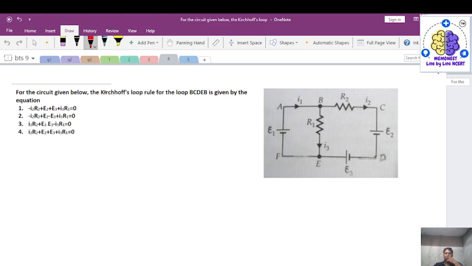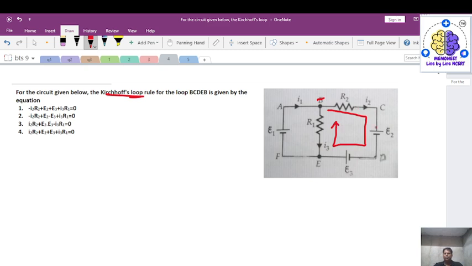Next numerical is of Kirchhoff's loop, right? For the circuit given below, the Kirchhoff loop rule for the loop BCDEB is being given by the equation. Okay, so we do not have to calculate anything, we only have to write the equation for a given loop, and that loop is from B, C, D, E and B, right?